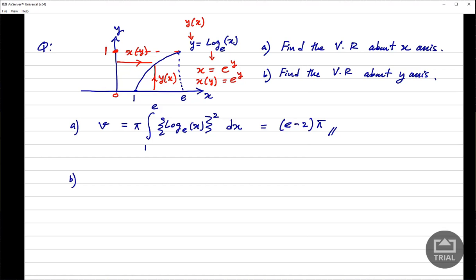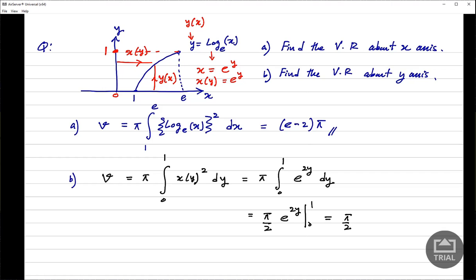Okay, so my volume is now pi r squared. My r would be x of y, right? So pi times x of y squared dy, 0 to 1, and that would be pi, 0 to 1, e to 2y dy. So it is going to be pi divided by 2 e to 2y, 0 to 1. So pi divided by 2. If you put 1 here, it's going to be e squared. If you put 0, it's going to be 1, so e squared minus 1. So that's the answer.